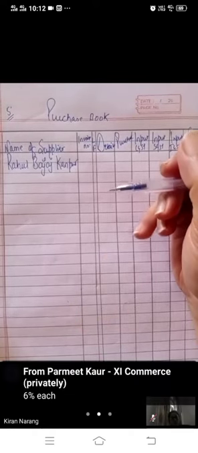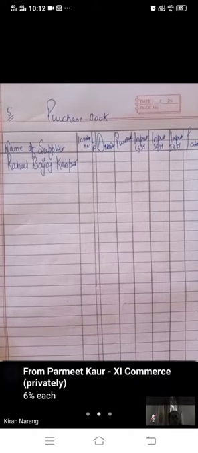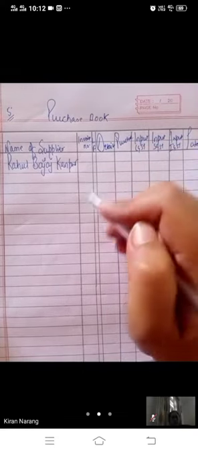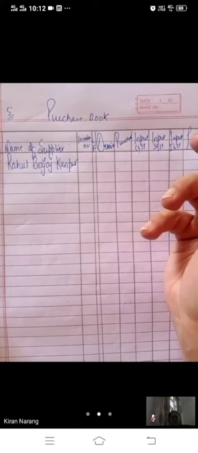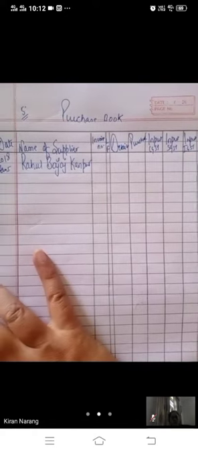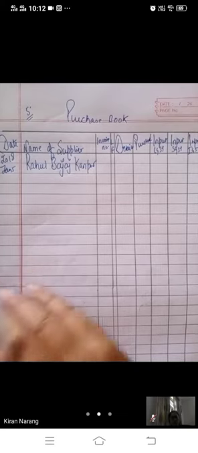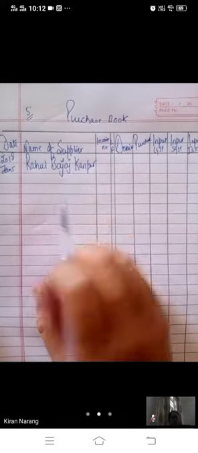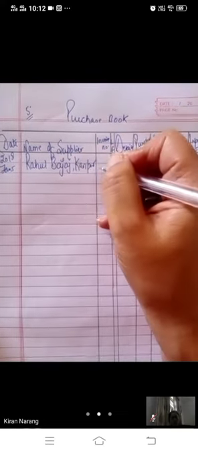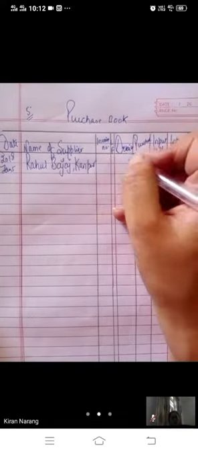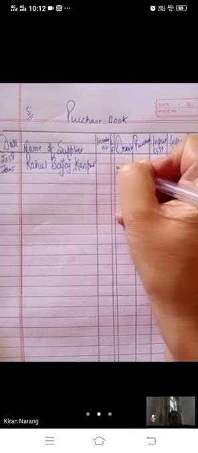We have started the ledger posting of the purchase book, subsidiary books, and then we will do the ledger posting of subsidiary books. First of all, we are from Kanpur. You are Gopi Chand and Sons from Kanpur, UP, and you have purchased on January 5 goods from Rahul Bajaj from Kanpur on credit, rupees 2,50,000.